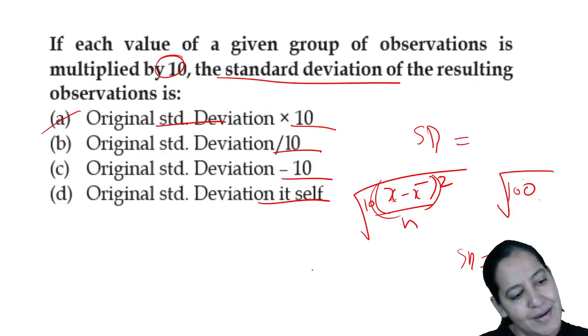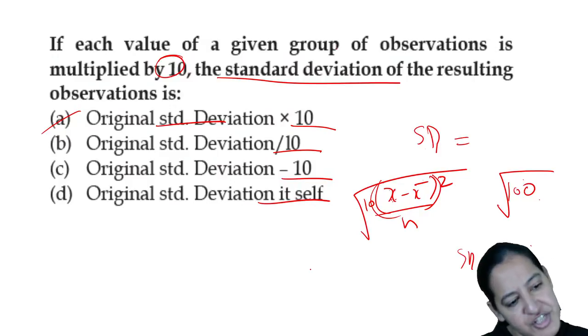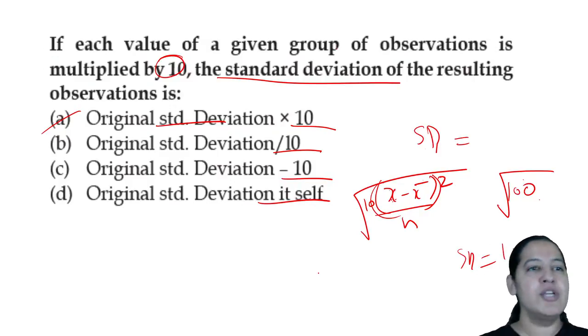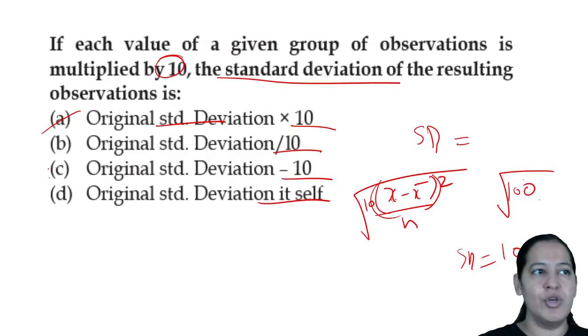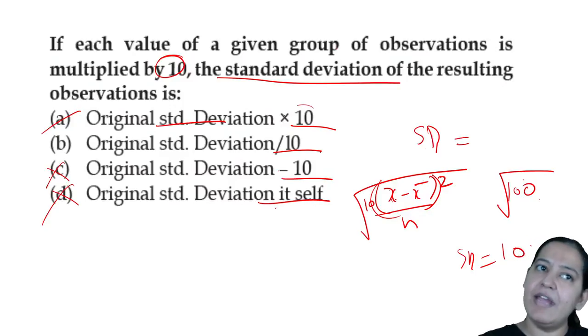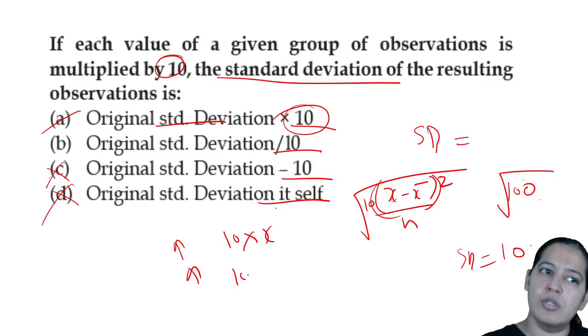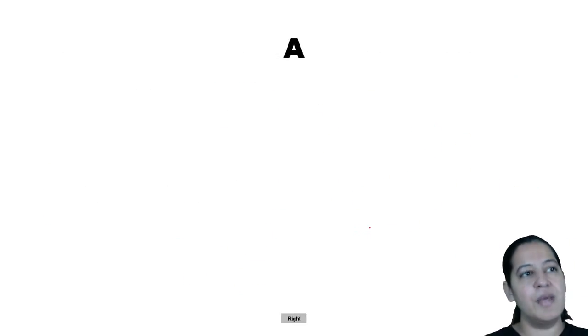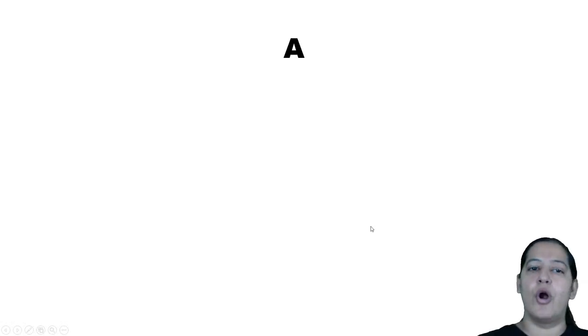No, it will not be itself, Milan. Have you understood, Milan? Ashish is saying C. Amish Kumar, are you saying C for this question? No, you are wrong. And Milind is saying D. Milind, you are also wrong. It is not less than 10 or itself. It will be into 10 only. So if individual value is increased by 10 times, standard deviation will also increase by 10 times. Have you got it? Give me a thumbs up, Amish and Milind, if you got the concept.